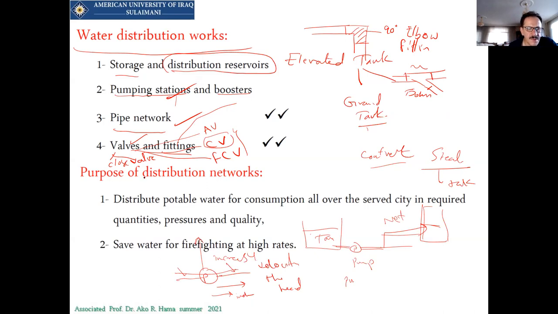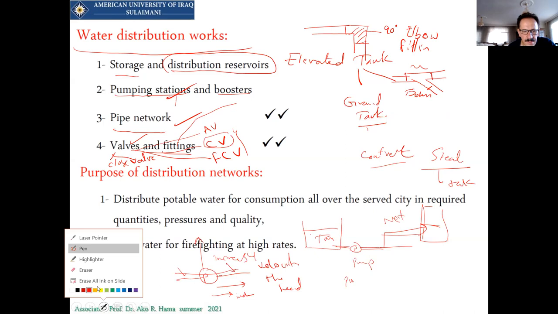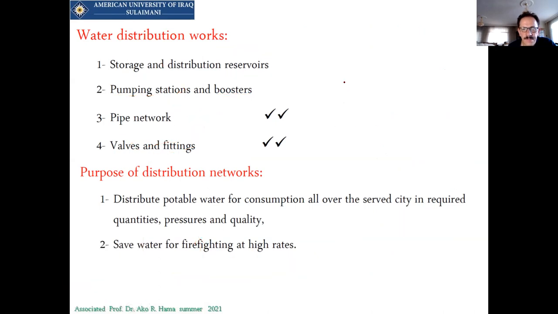Okay, now what is the purpose of a distribution network? Excuse me, I have one question about the air valves. Why do we use air valves in boilers in the homes? The boiler tanks. By the way, that is in the plumbing system; I'm talking about the distribution, the outdoor network, but I will answer this. Look, this is your house.